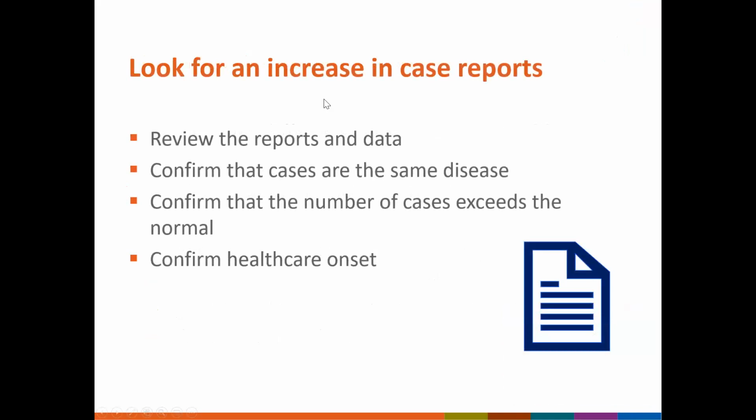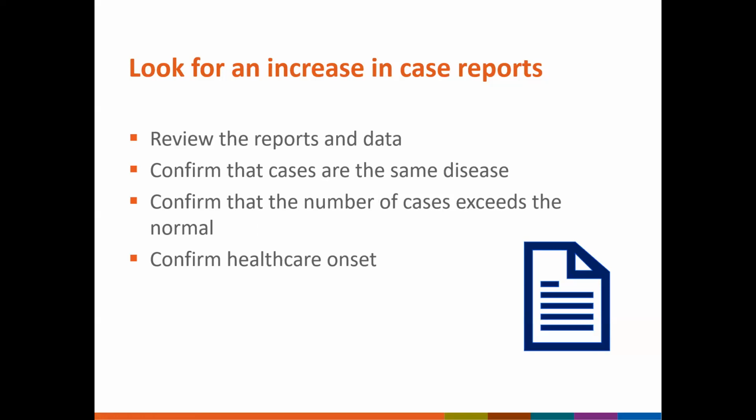So you look for an increase in case reports of that particular pathogen, review the reports and data, confirm that cases are having the same disease, and confirm that the number of cases exceeds the normal. Normal means you will already have a baseline for different diseases. Sometimes it might be a completely new disease, like for example, Burkholderia cepacia in the example we saw. It was never reported by that particular lab.